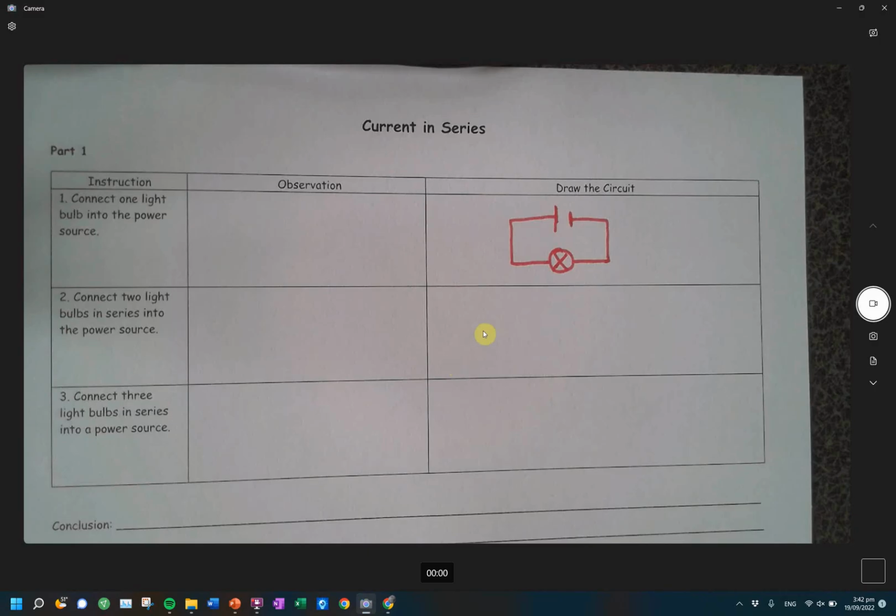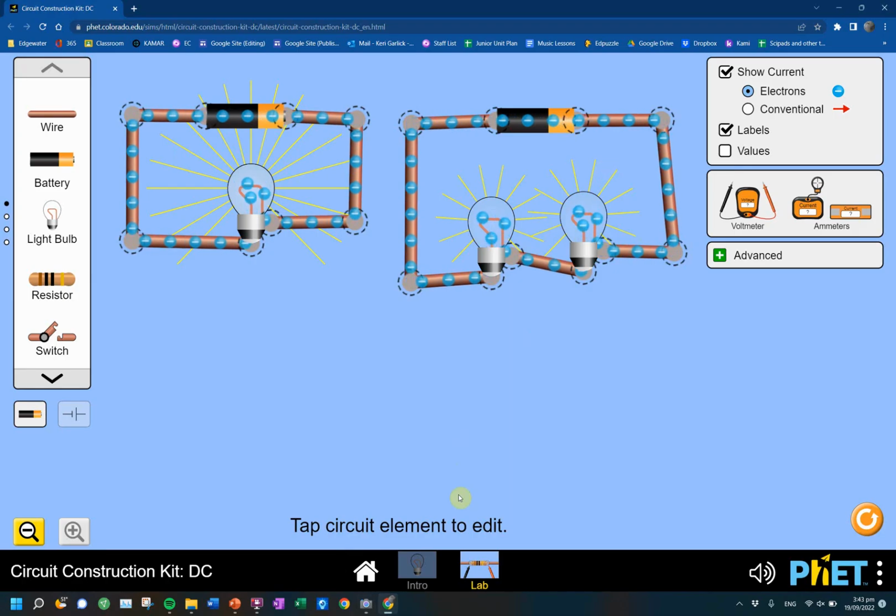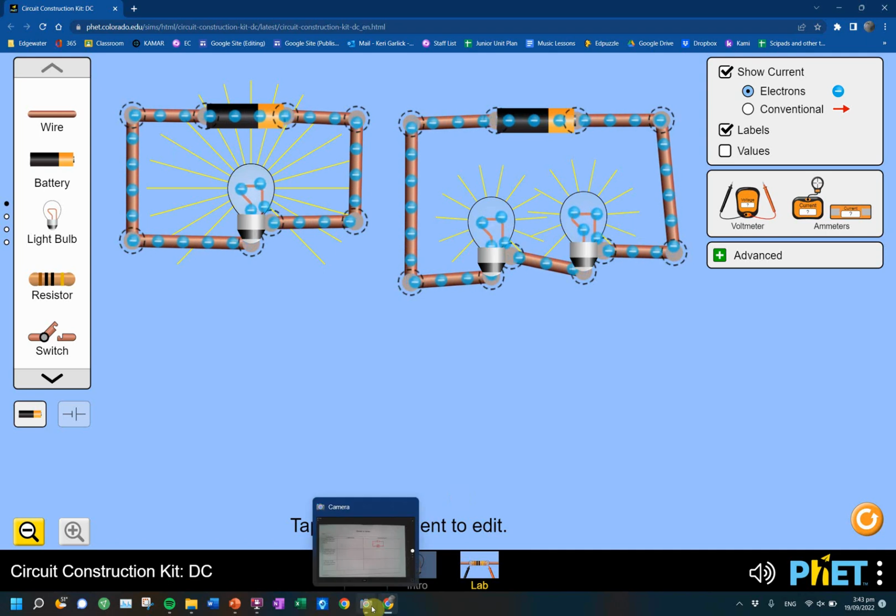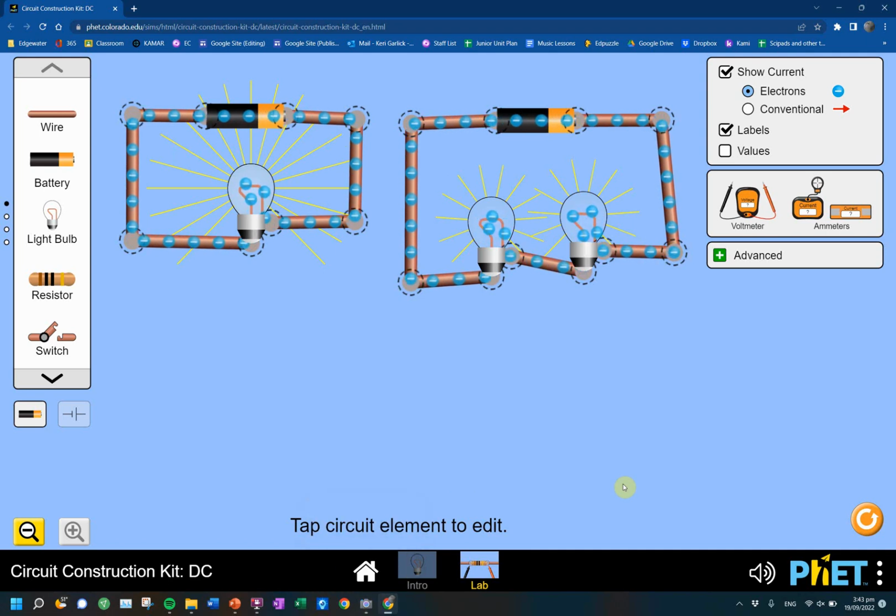And then the other thing I want you to do is draw the circuit for this second one here. And you can use that first one as an example. So what I'm going to do is, again, have the Edpuzzle pause so you can write your observations for these two circuits and draw the circuit for this one.